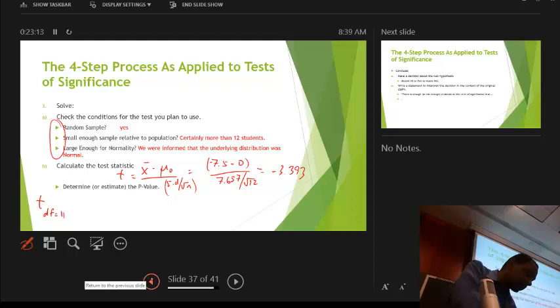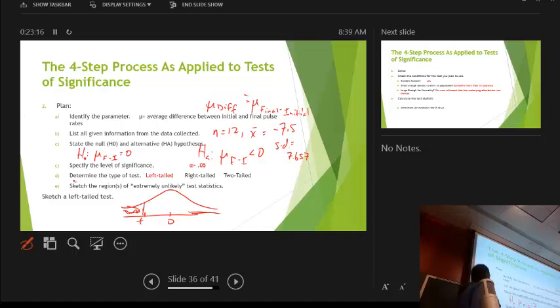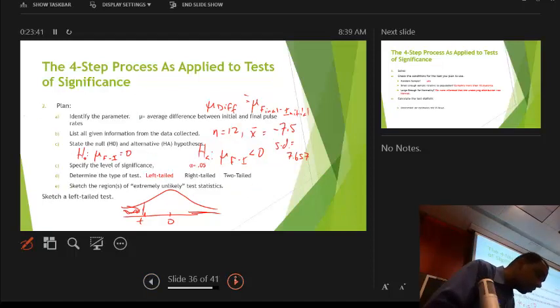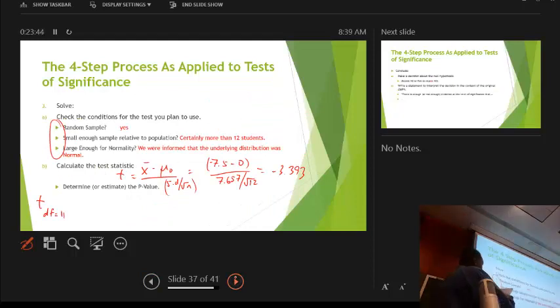Okay, good question. This guy right here: assume that they're equal. That's the assumption. If we assume that they're equal, then there's zero difference, and then we plug that into the equation. Okay, go down to 11 and 3.393 is between 3.106 and 3.497.